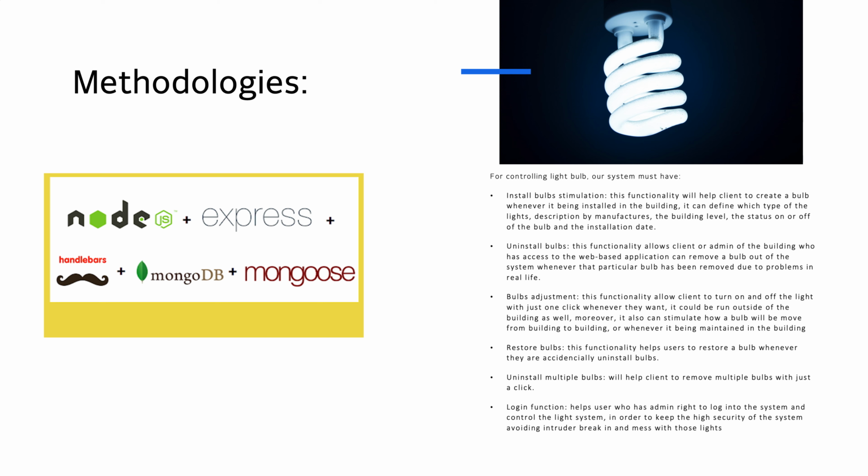And the login function. So this one is about security, which we use JSON Web Token to check login and logout. If a user has no right, which means they don't have any token, they cannot log into the system. I'll show it to you later. So this one requires the user to have admin rights to log into the system and control the light system, to keep high security of the system, avoiding intruders breaking in and messing with the lights. And the home page will show the light bulbs, which are connected to each of the buildings with their information.